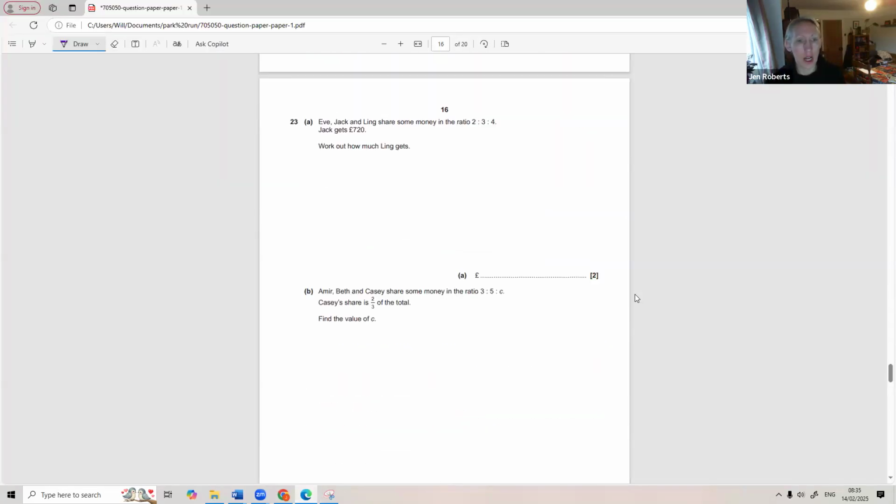Okay, Eve, Jack and Ling share some money in the ratio 2 to 3 to 4. Jack gets £720. So I always think of ratio in terms of parts, boxes. Eve has 2, Jack has 3, Ling has 4. Jack gets £720. Jack is your middle 3 boxes, so it's 720 divided by 3, which is 240. So every single box here is worth 240.